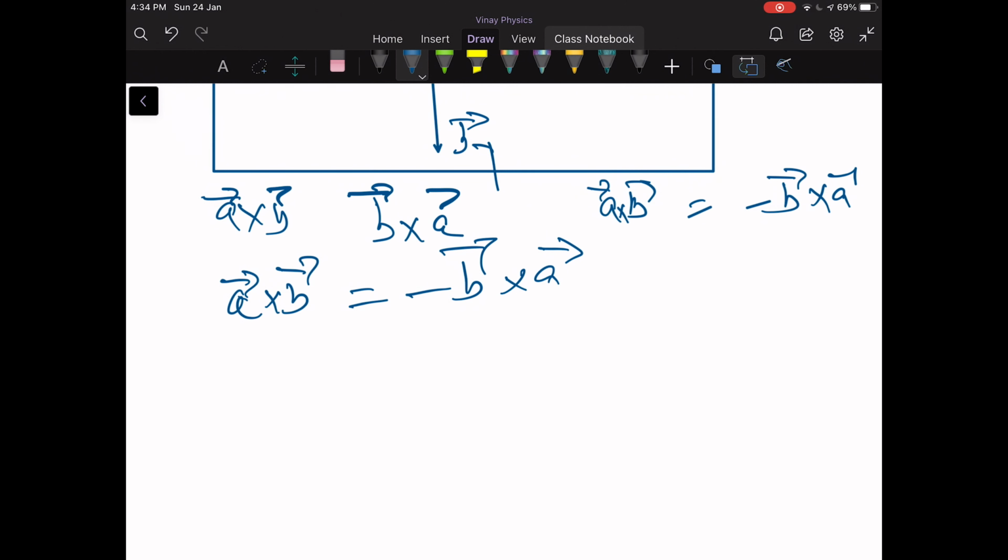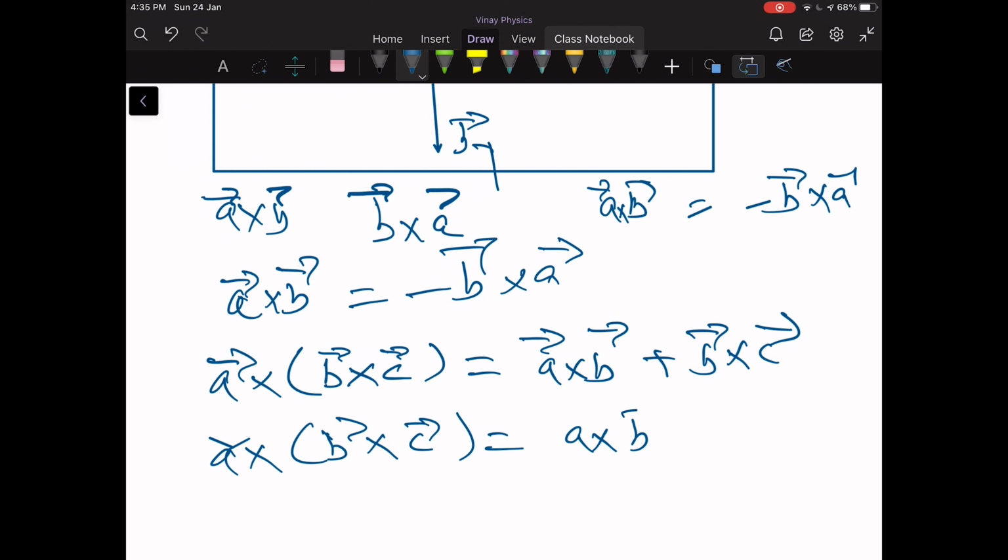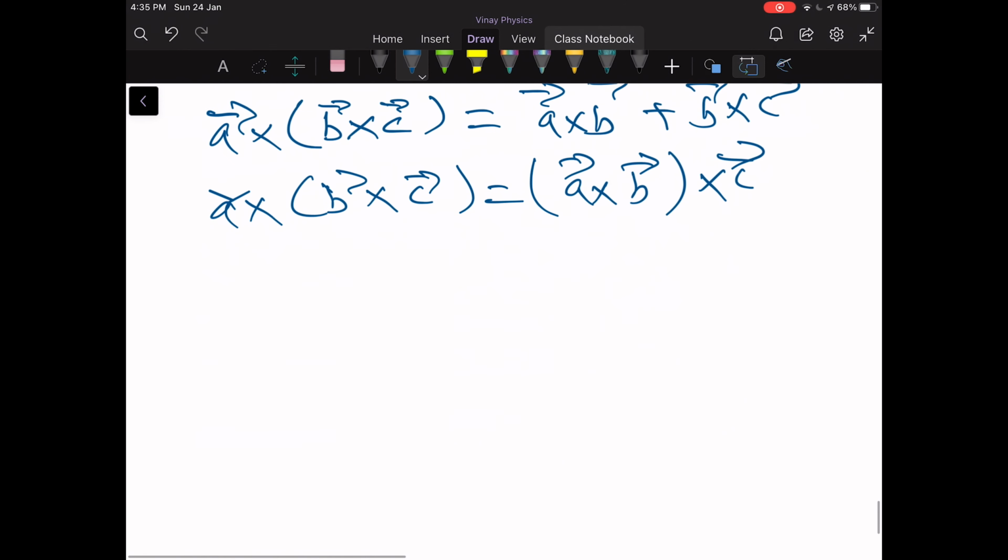Then there is a distributive law, which is A cross (B plus C) is equal to A cross B plus A cross C, and then we have the associative law, which is A cross B cross C equal to A cross B cross C. So now we understand the cross product.